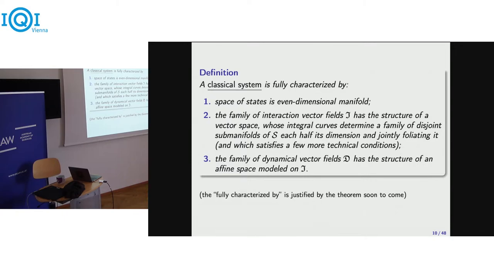with the following structures. The space of states is an even-dimensional manifold. The family of interaction vector fields has the structure of a vector space, whose integral curves, in fact, determine a family of disjoint submanifolds of the space of states, each of which is half the dimension of the space of states, and they jointly foliate the space of states. Between you and me, secretly behind the scenes, the space of states is the tangent bundle of configuration space, and these submanifolds are the fibers of the tangent bundle. And you have to add a few more technical conditions to make it all work, but those aren't interesting for our purposes. And the family of dynamical vector fields has the structure of an affine space modeled on this vector space of interaction vector fields.